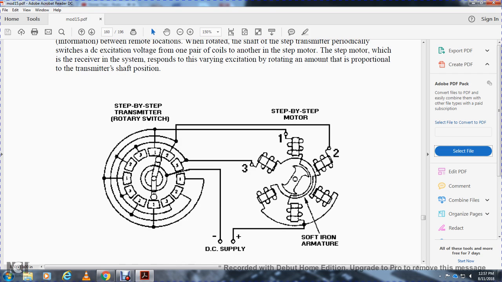Alright, this shows the step-by-step rotary transmission, the rotary switch, and the step-by-step motor with a soft iron armature. One wing is on 1, the other wing is on 2, the other one's on 3. Negative is going to the middle switch.